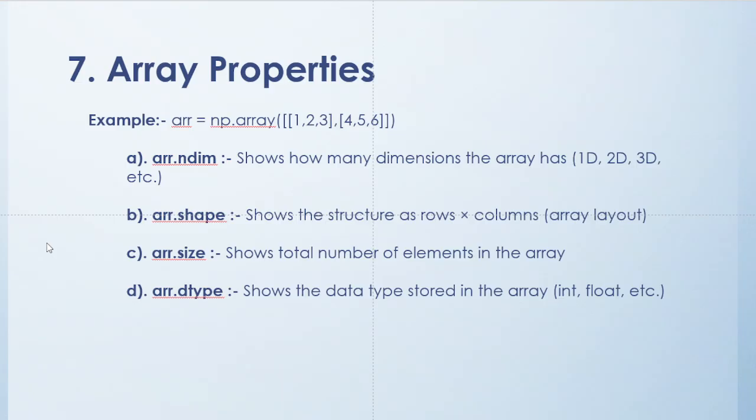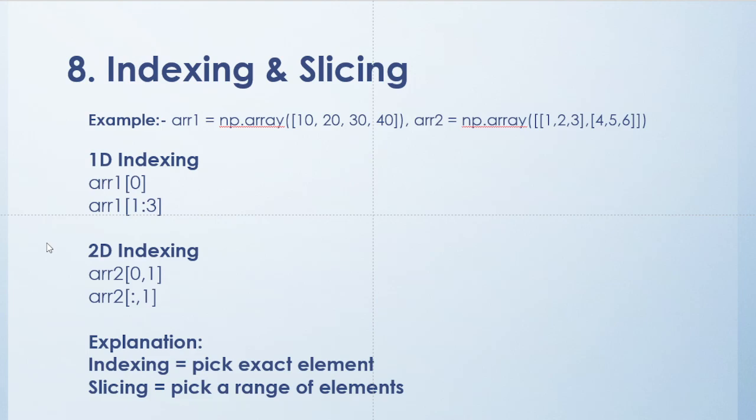The array.shape shows the structure as rows and columns. As an example I have given over here, array.shape will give 3 comma 3, right? The array.size gives the total number of elements in the array. And array.dtype shows the data type stored in the array, like int, float, and so on. In the next slide, we'll learn indexing and slicing.